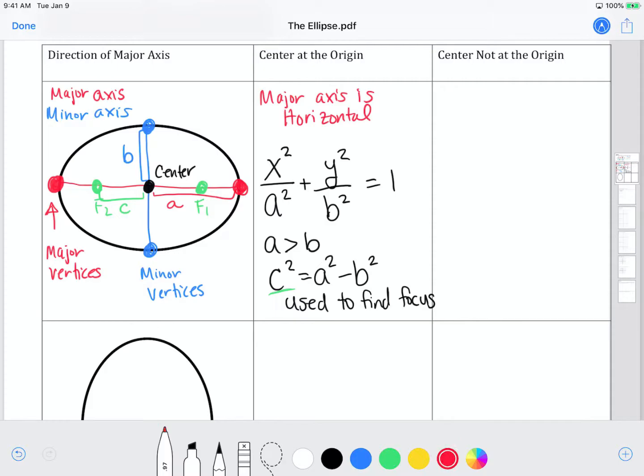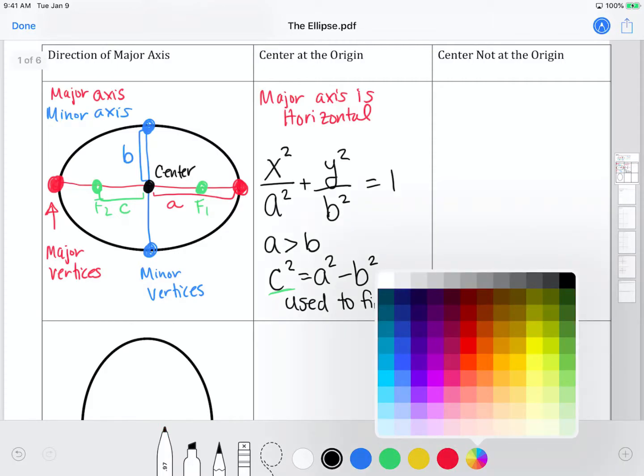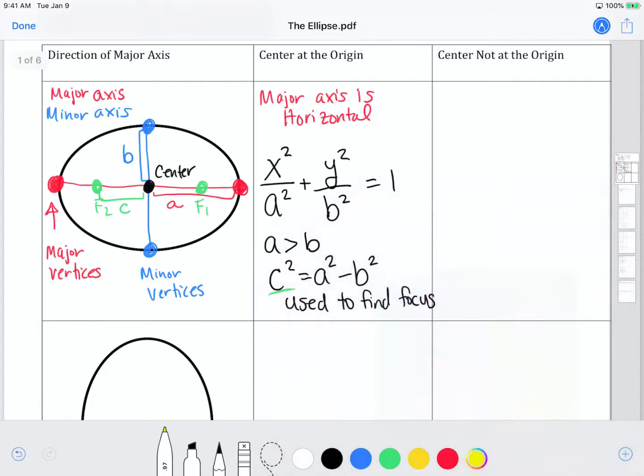Because this is only 1/2 of the ellipse, from here to here, let me highlight it in a different color. Let's do yellow. That way you can see it better. Because this distance from here to here is only 1/2 of the major axes, I know that the length of my major axes is going to be 2A. And the same goes for my minor axes. The length of my minor axes will be 2B.